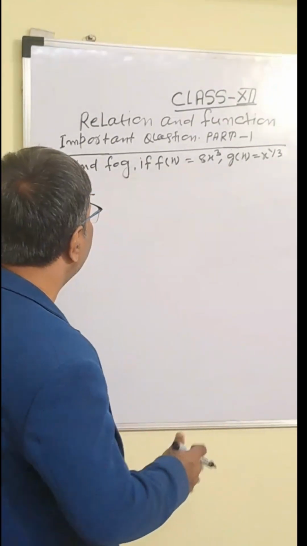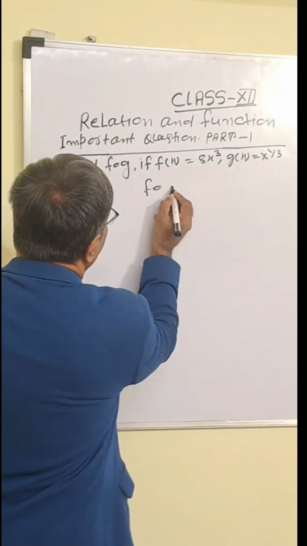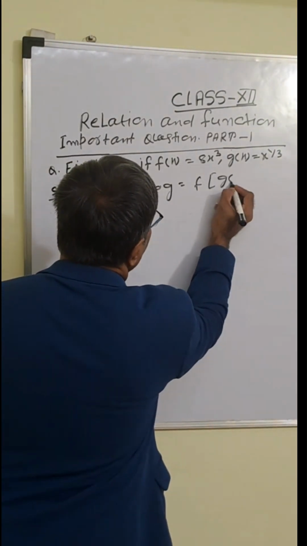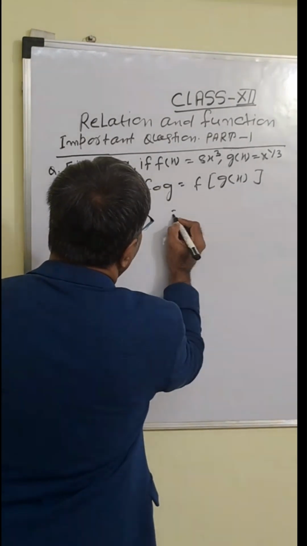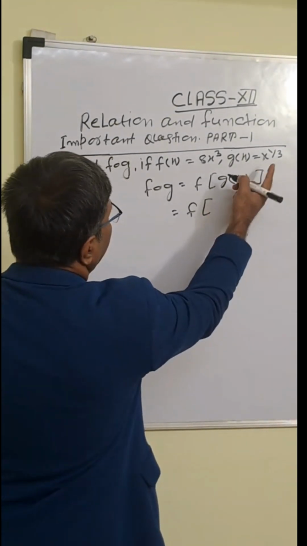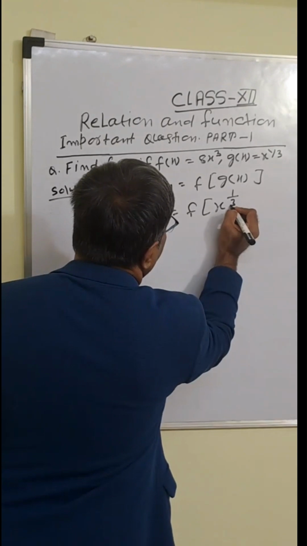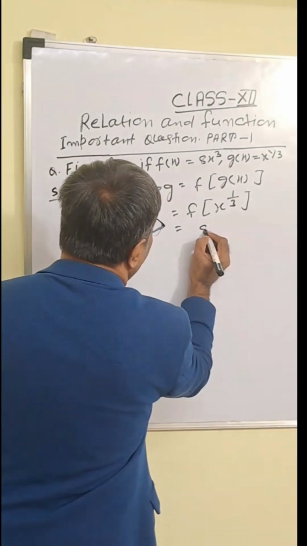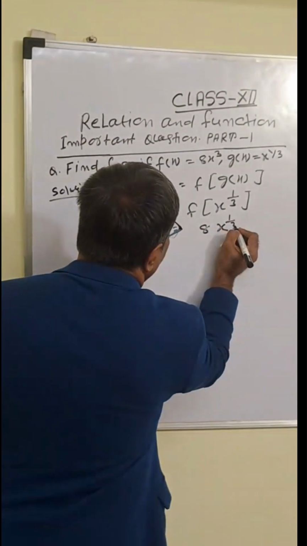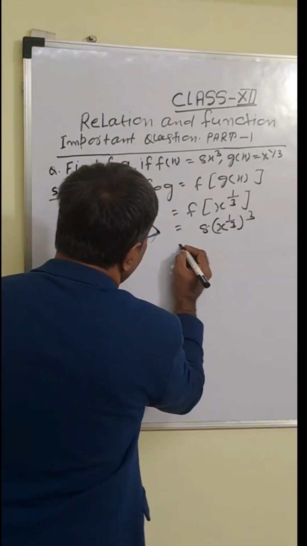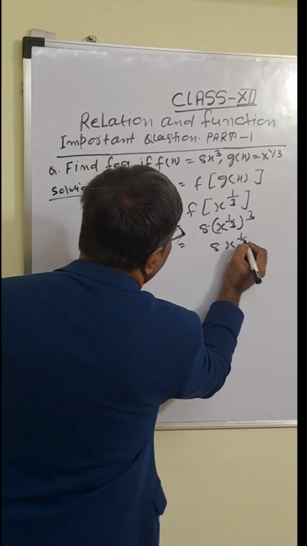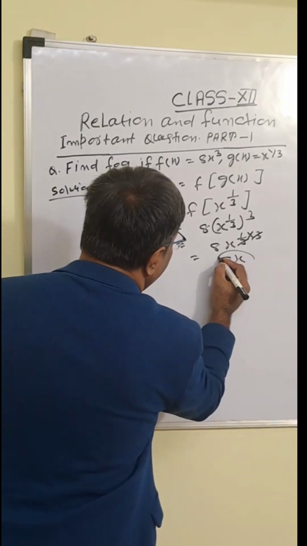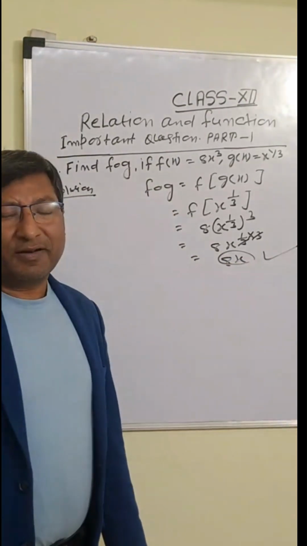For any question of this type, what do we see? We have to find fog. So we can write f of g of x, right? And g of x is given as x to the power 1 by 3. Now you know f of x is 8x power 3. So we can write 8 times x to the power 1 by 3, and whole cube. So we can write 8x to the power 1 by 3 into 3. This cancels. So the correct answer is 8x.